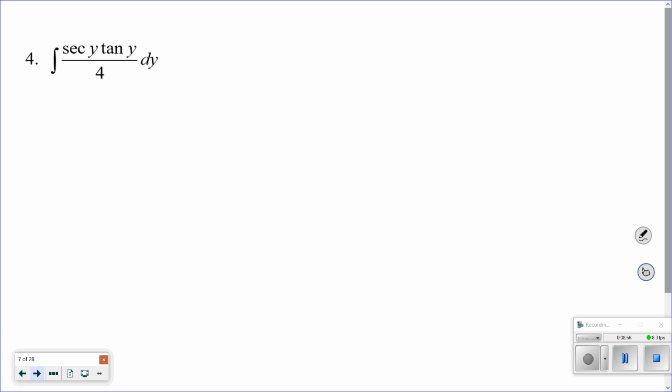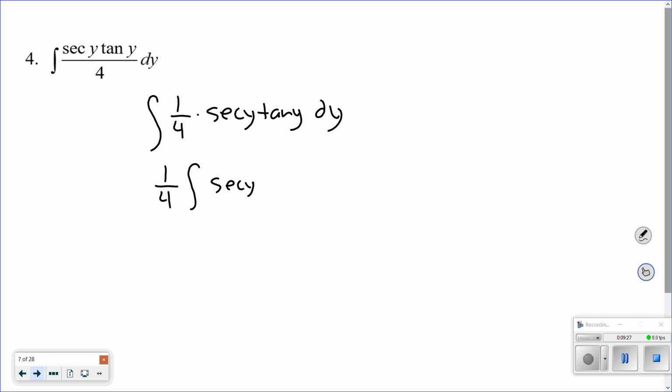Hey, this next one's a little bit tricky, at least it looks different because it's got that 4 down below. If it's just a constant on the bottom, you can always do this. I can think of that as 1/4 times secant of y tangent of y. Right, those are the same thing. Secant of y tangent of y over 4 is the same as 1/4 times that. And the reason that's helpful is because 1/4 is now just a scalar multiple, so I can just move it out in front. Okay, so I just have to integrate this.